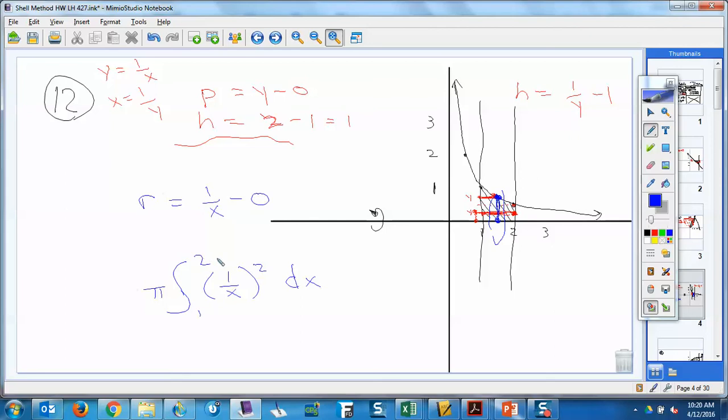But you couldn't on this one. You were supposed to do it with the shell method. So it would look like that. And the answer I got here is pi halves. Oh, and by the way, what is this point right here where they cross?